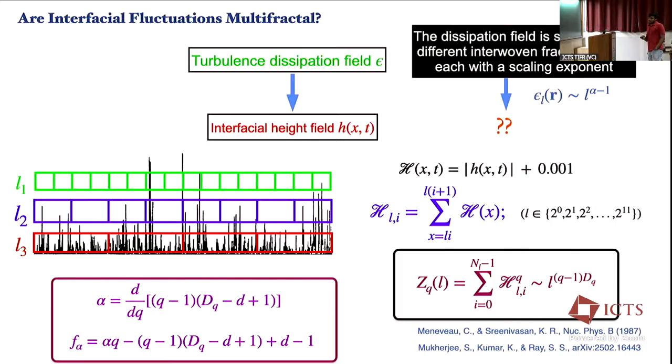So one can define a partition function. This is a loose notion, calling it a partition function. But if we call this a partition function, which is basically the q-th power of the total content within each box, then they follow this scaling argument from a probabilistic description. And from there, if you do a little algebra, you can find the range of scaling exponents and the corresponding fractal dimensions.